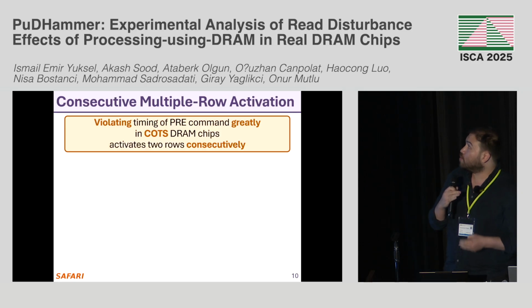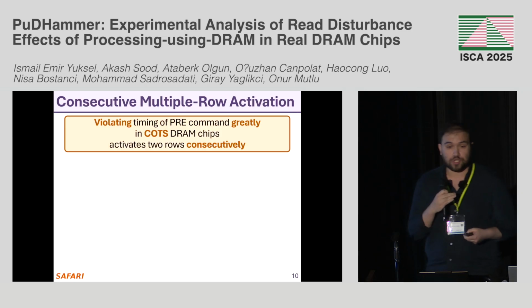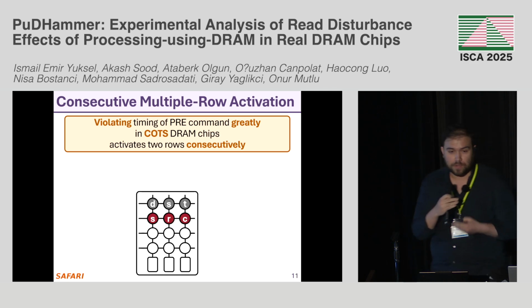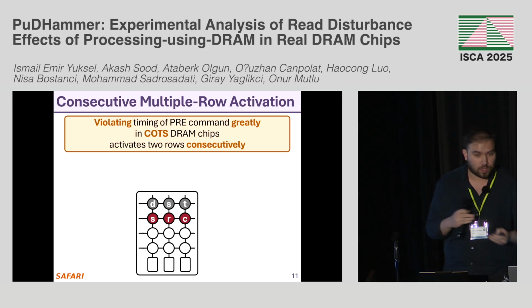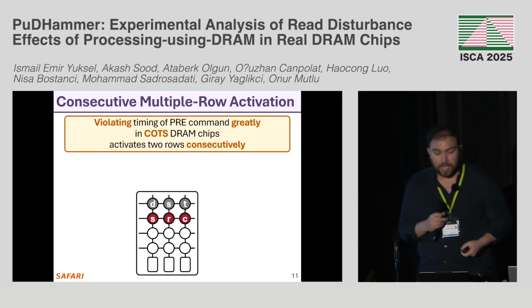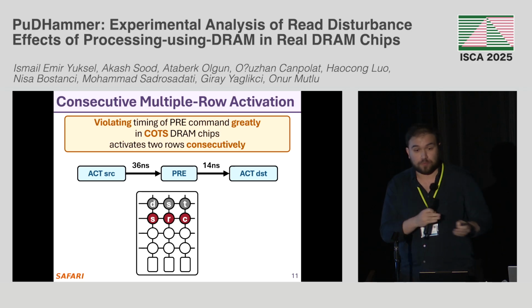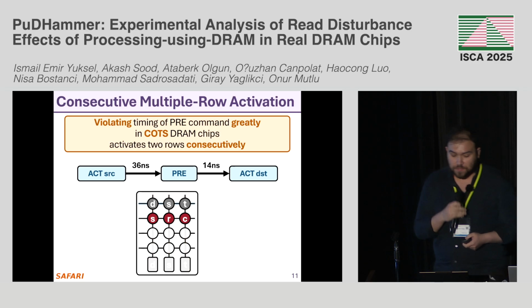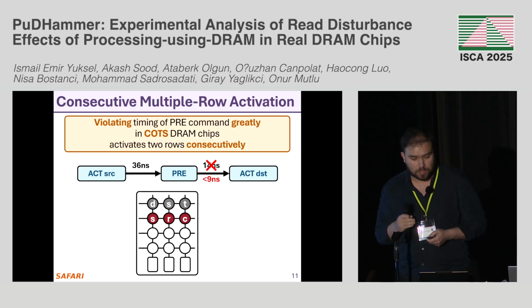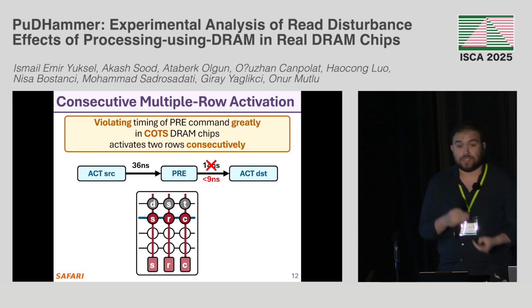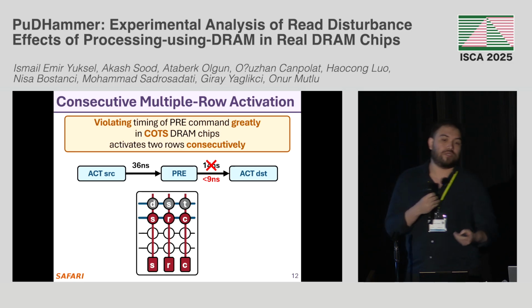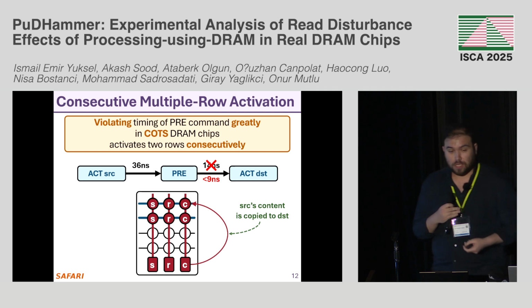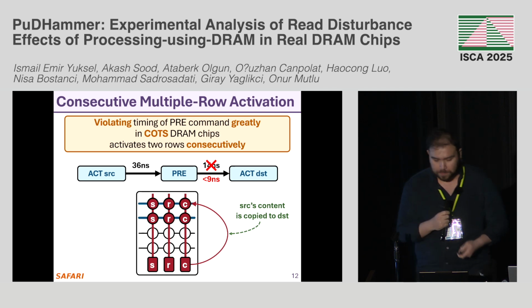The key observation of consecutive multiple row activation is that violating the timing of the precharge command in off-the-shelf DRAM chips activates 2 rows consecutively. Here we have a DRAM subarray which consists of many rows including SRC, source, and DST, destination. And if we obey the timings between activate, precharge and precharge, activate, we only open a single DRAM row at a time. However, if we violate the timing between precharge and activate destination, we will activate destination without deactivating the sense amplifier nor the bit lines. As a result of this, we copy source content into destination, which is an in-DRAM row copy.